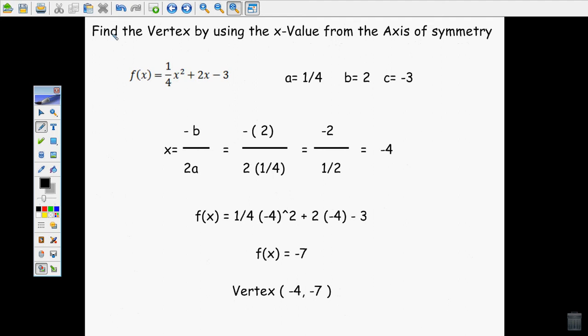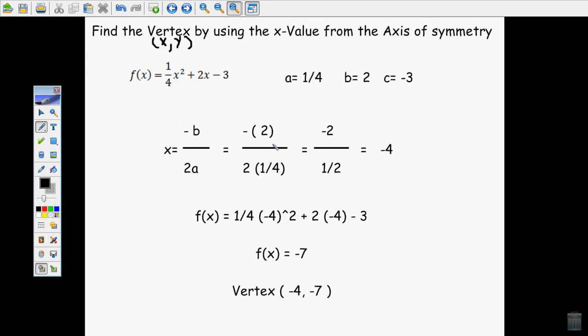Okay, then the last thing that we have to do for our homework today is to find the vertex by using the x value from the axis of symmetry. So the vertex will be a point. It will have an x and it will have a y. Okay, so it's actually not too bad. It may seem like this is a long explanation, but look what happened. You're going to use that same formula that you used for the axis of symmetry. x is equal to negative b over 2a.